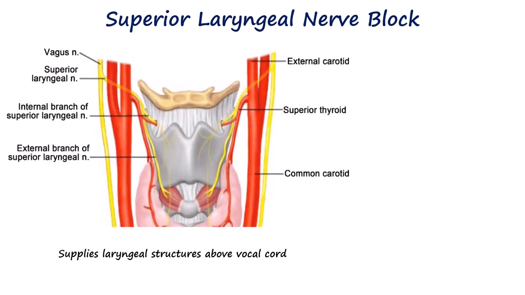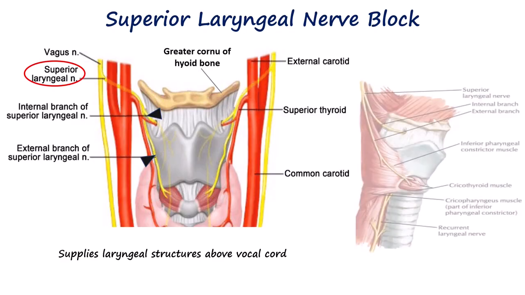Moving on, the superior laryngeal nerve, a branch of the vagus nerve, provides sensation to the laryngeal structures above the vocal cords and lies inferior to the greater cornu of the hyoid bone. Here it splits into internal and external branches. The internal branch then penetrates the thyrohyoid membrane, continuing submucosally in the piriform recess. The external branch does not penetrate the thyrohyoid membrane. It descends on the larynx deep to the sternothyroid muscle.